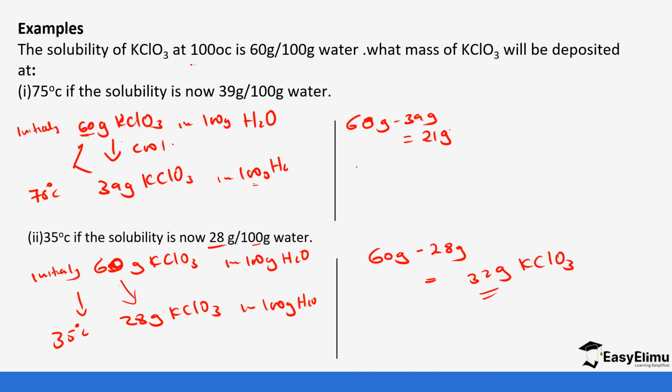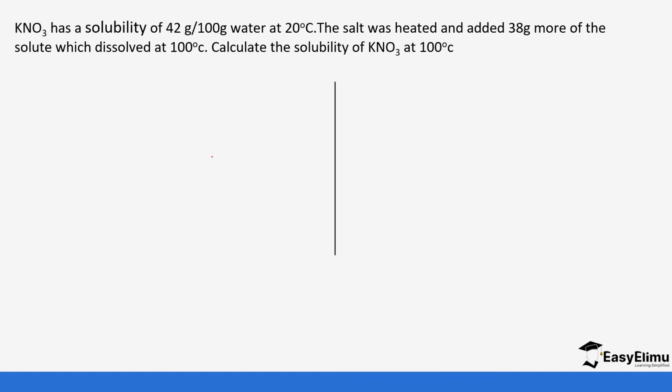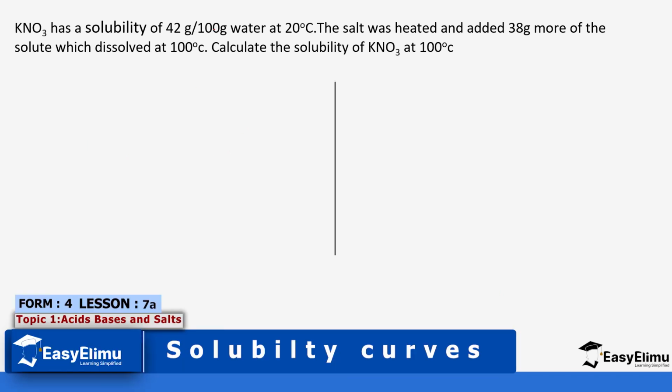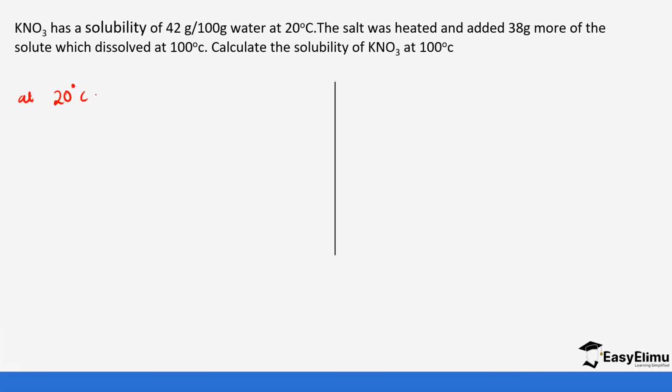So let's do one more question. Potassium nitrate has a solubility of 42 grams in 100 grams of water at 20 degrees Celsius. So let's note that down. At 20 degrees Celsius, solubility is 42 grams per 100 grams of water. The salt was heated and 38 grams more was added. So it was heated to 100 degrees Celsius and then 38 grams was added, which dissolved. So this 38 grams dissolved at 100 degrees Celsius.